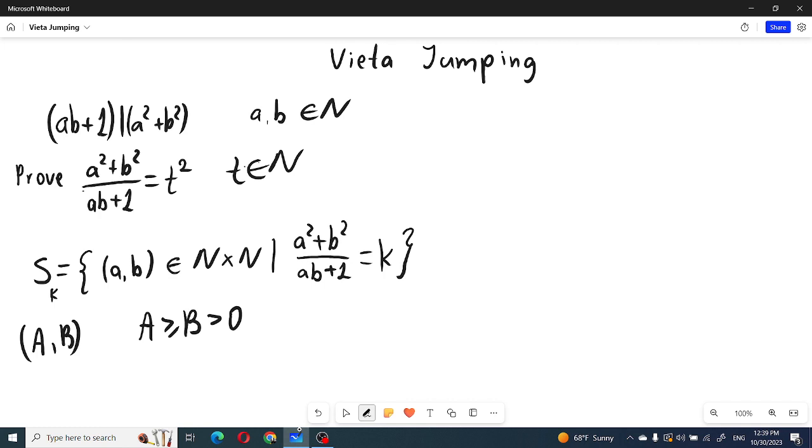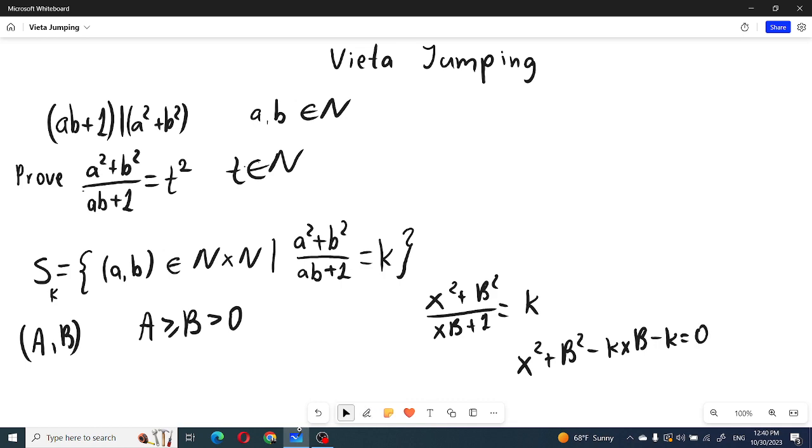So clearly if b is 0, we get that k equals a squared, and we will finish the problem. Now let's discuss this case. And instead of a, we can write x. So x squared plus b squared over xb plus 1 equals k. Now if we multiply both sides by xb plus 1, then we'll get that x squared plus b squared minus k times x times b minus k equals 0.